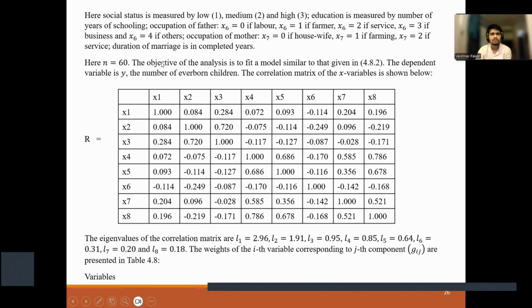Here n equals 60. The objective of the analysis is to fit the model similar to that. The dependent variable is Y, the number of children born. The correlation matrix of X is shown below.